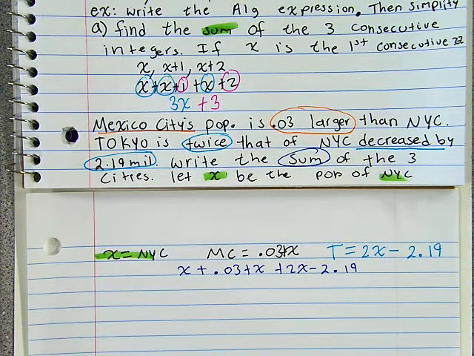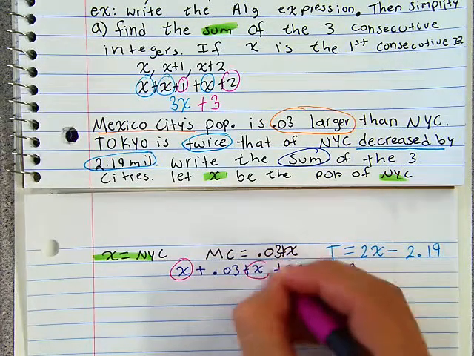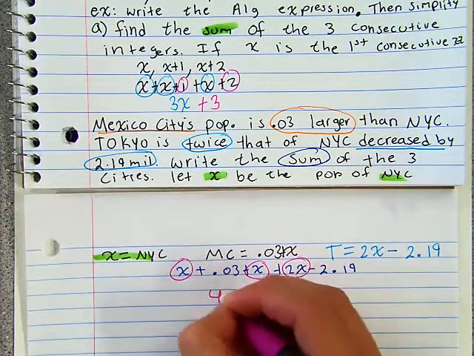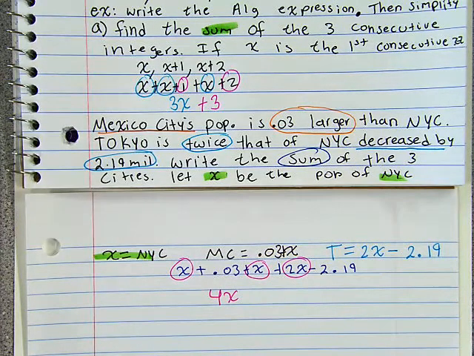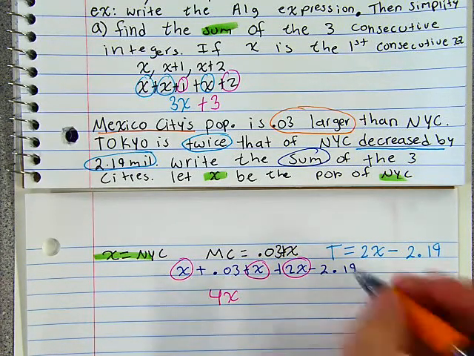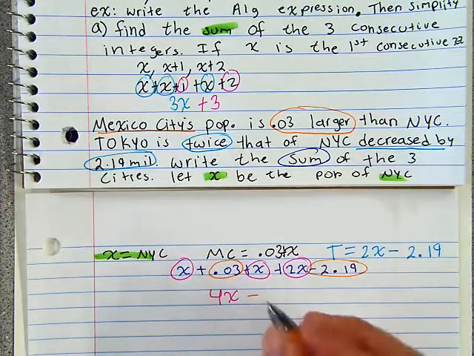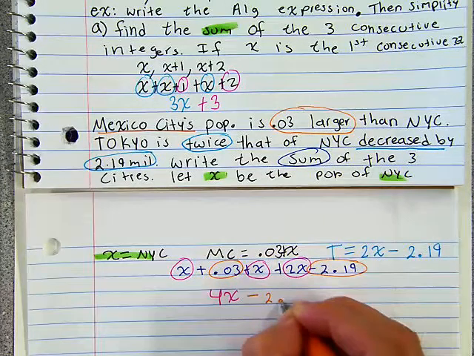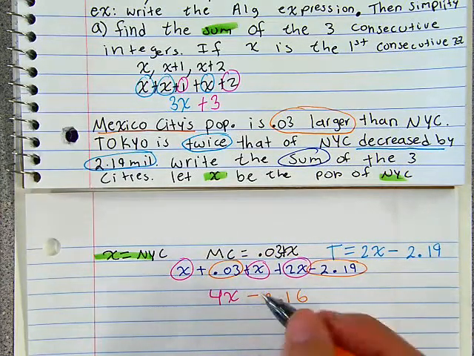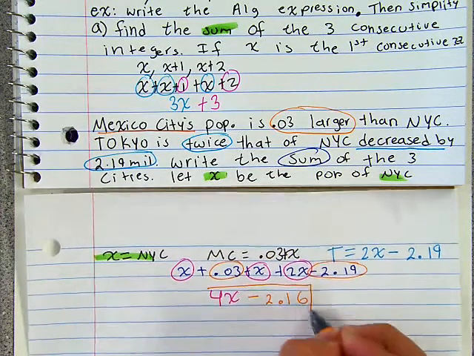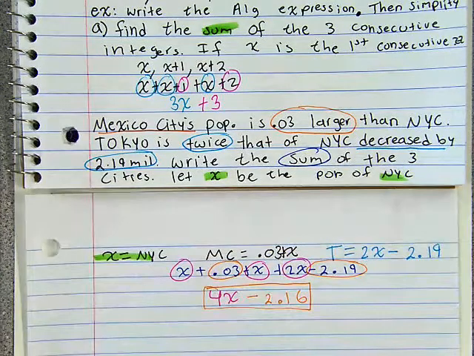We can start by combining our like terms, so we can get all our x's together. We have 4 of them, so they become 4x. From there, we can combine our whole numbers, and we get negative 2.16. And that's actually our final answer. So if we ever find out what New York City's population is, we can plug it in for x and find all 3 populations all together. And that's the end of this video.